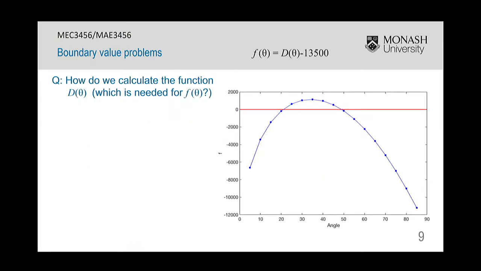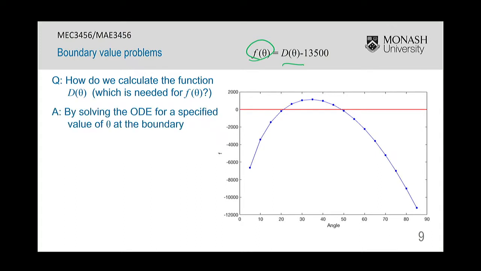The question is, however, how do we calculate the function d of theta? And obviously we need d of theta in order to calculate f of theta. Well, d of theta is found by solving the ODE for a specified value of theta at the boundary. So we choose a value of theta and we integrate it. And we can do that for any value of theta, so therefore we can specify our function d of theta, which allows us to specify the function f of theta.